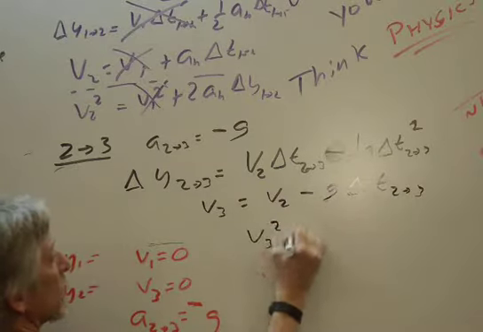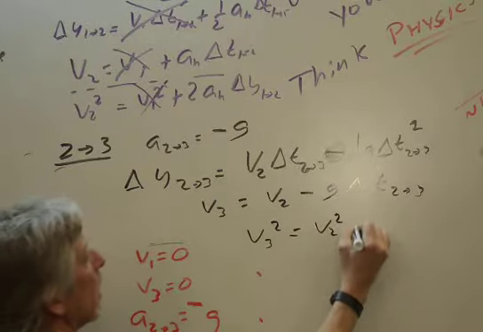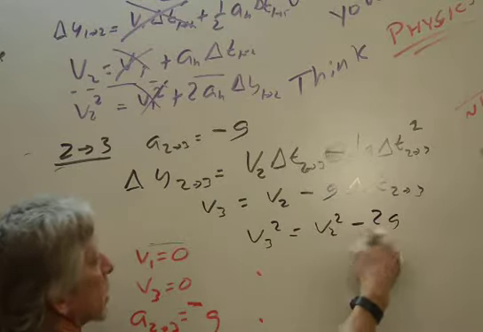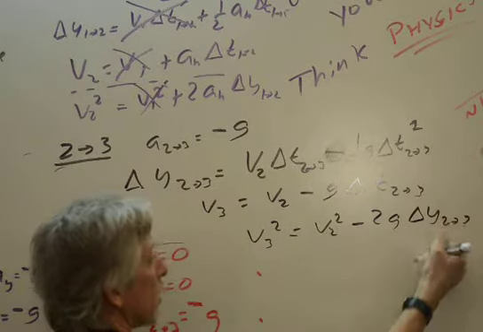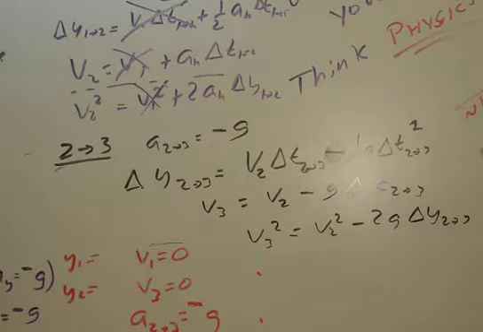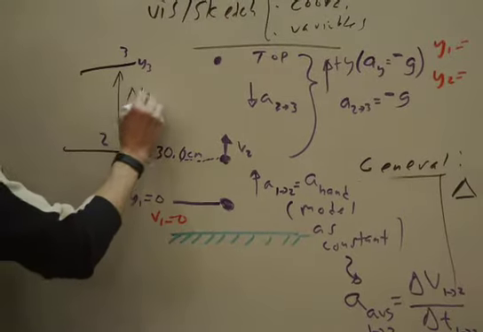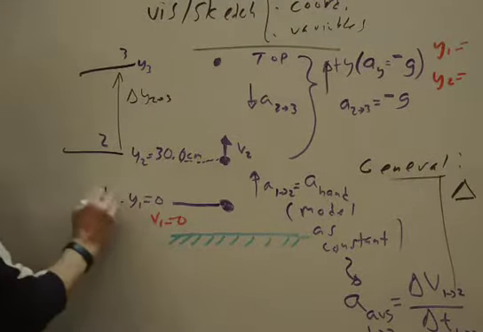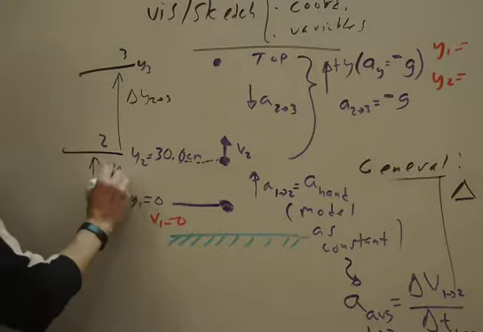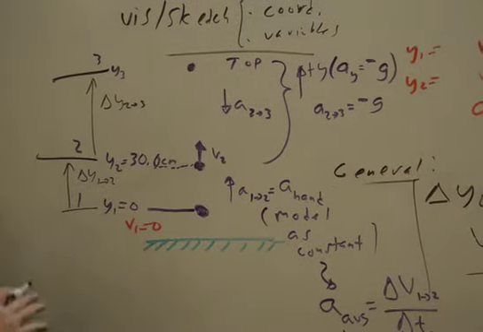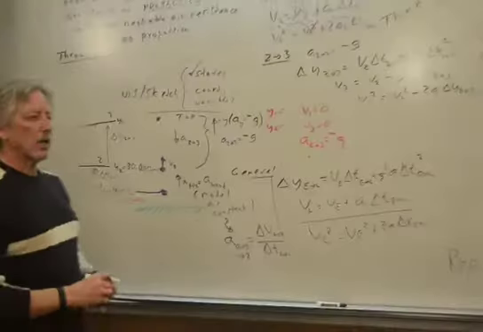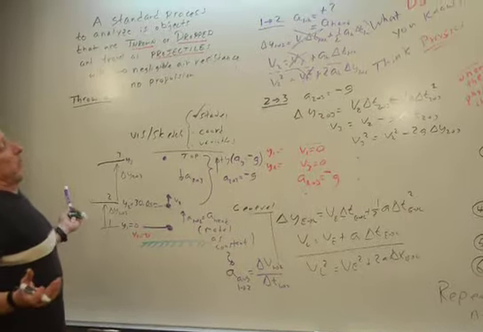Or v3 squared is equal to v2 squared minus 2g, because I put in minus g for the a, delta y. Which delta y? 2 to 3. Where is 2 to 3? I didn't put that on here. That's my delta y 2 to 3, and that's my delta y 1 to 2. Now I know what I mean. You do this, you are going to the head of the class. And then solve.